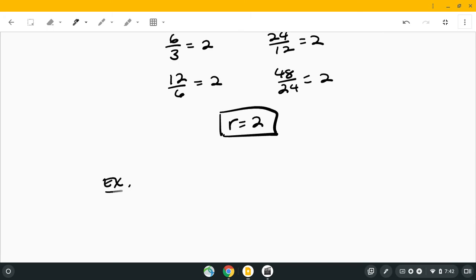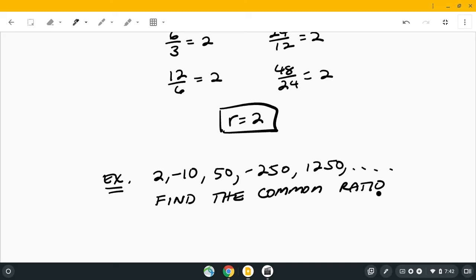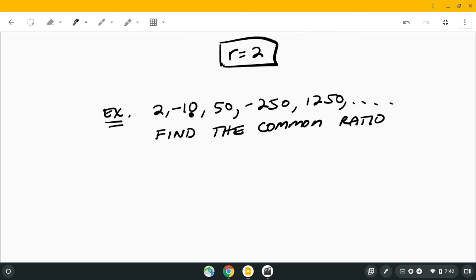Let's take a look at this example here. Suppose that I have 2, negative 10, 50, negative 250, 1,250. Suppose that this is geometric and you are asked to find the common ratio. In order to find it, you just pick any two that you want. You can pick the first two, or these two, or these two. It doesn't matter. You'll get the same thing if it's geometric.